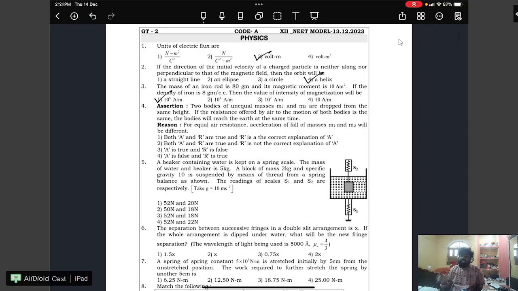Equal resistance also. That's what I'm telling you. Acceleration will be different. So reason is true, but assertion is false. Option 4.